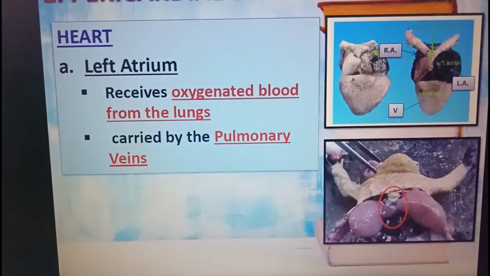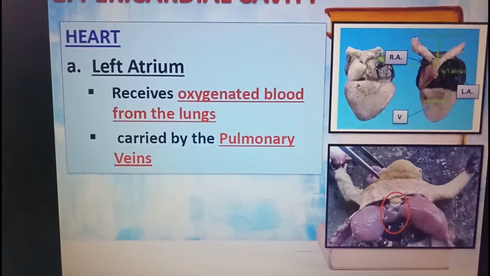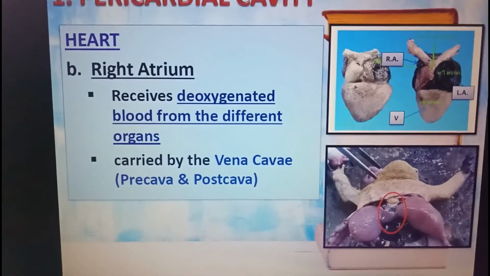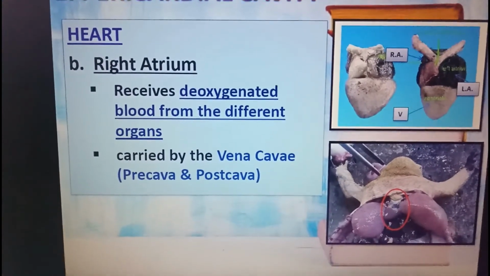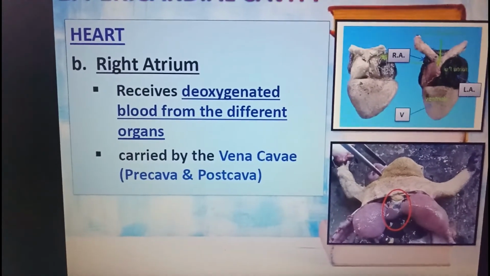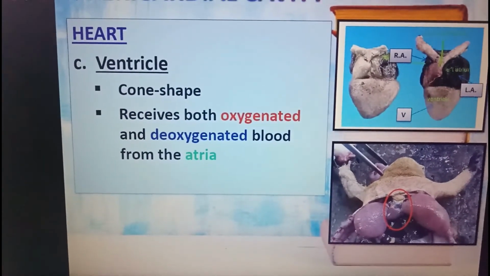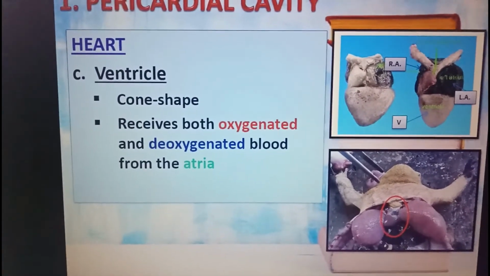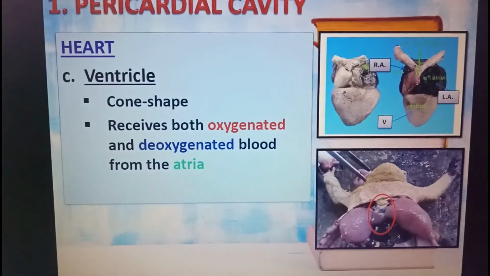So the left atrium of the heart receives oxygenated blood from the lungs and it is carried by the pulmonary veins. The right atrium, on the other hand, receives the deoxygenated blood from the different organs carried by the vena cava. And the ventricle is a cone-shaped part which receives both oxygenated and deoxygenated blood from the atria.